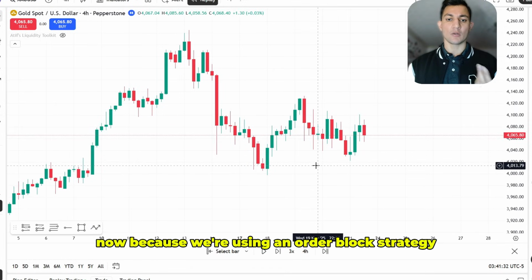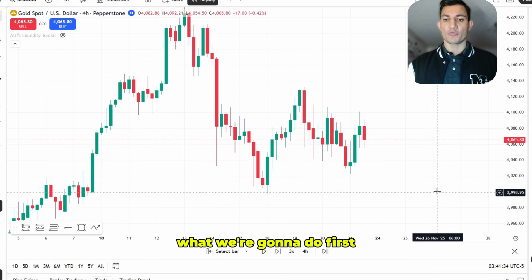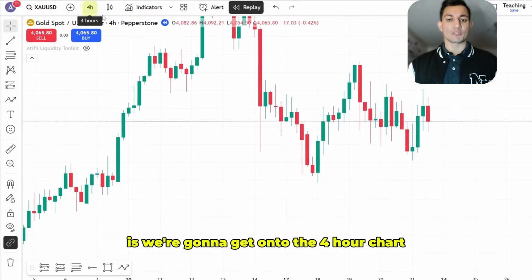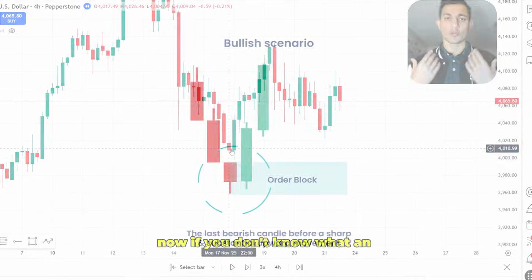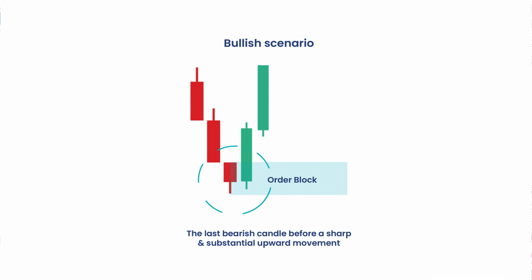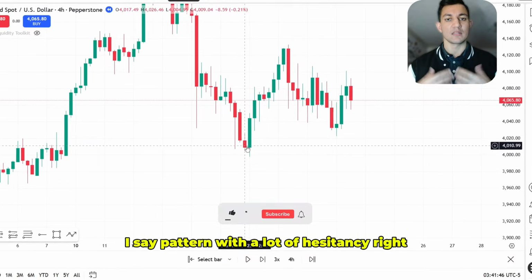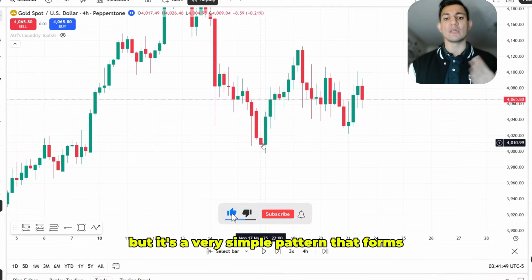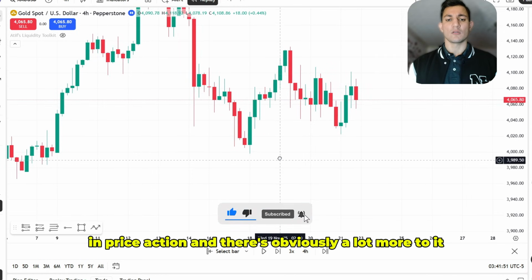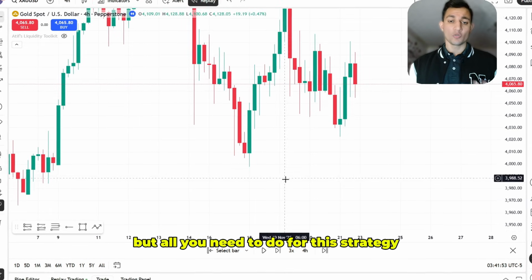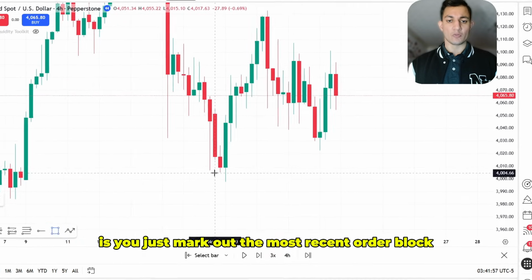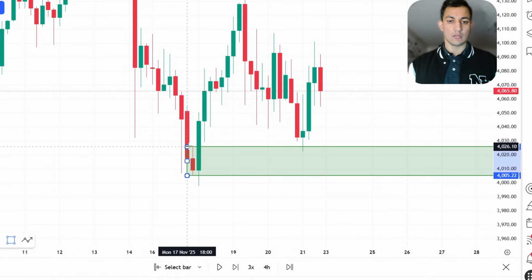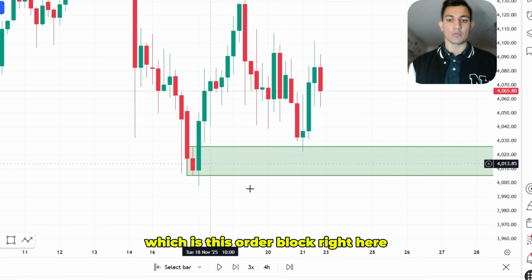Now, because we're using an order block strategy, what we're going to do first is get onto the 4-hour chart and mark out the most recent order block in price action. Now, if you don't know what an order block actually is, go look at this nice picture on screen now. It's a very simple pattern. I say pattern with a lot of hesitancy, right? But it's a very simple pattern that forms in price action, and there's obviously a lot more to it than just a pattern. But all you need to do for this strategy on the 4-hour chart is mark out the most recent order block in price action, which is this order block right here.